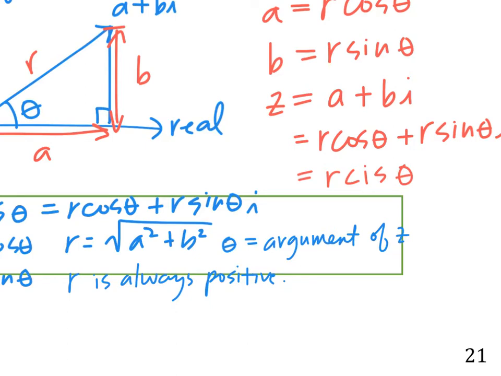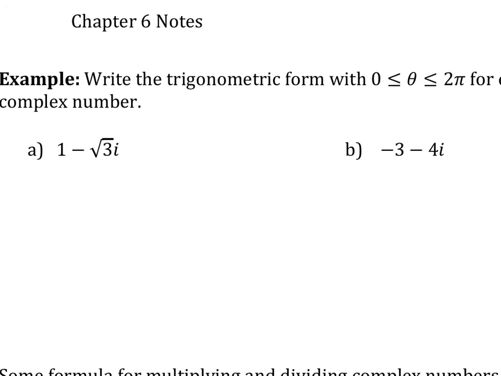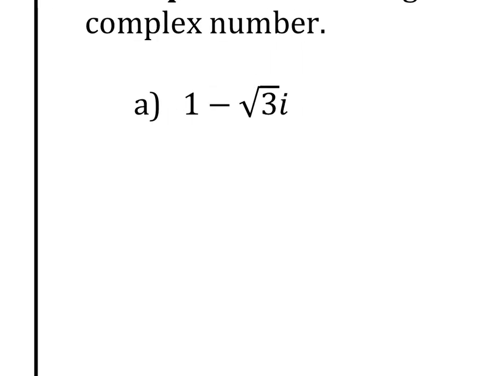All right, let us apply. You guys copied everything down, kind of? Okay. Write a trigonometric form with theta between 0 and 2 pi for the complex number 1 minus square root 3i. They want you to write this in trigonometric form. Trigonometric form means you have an r and a theta in R cis theta form.